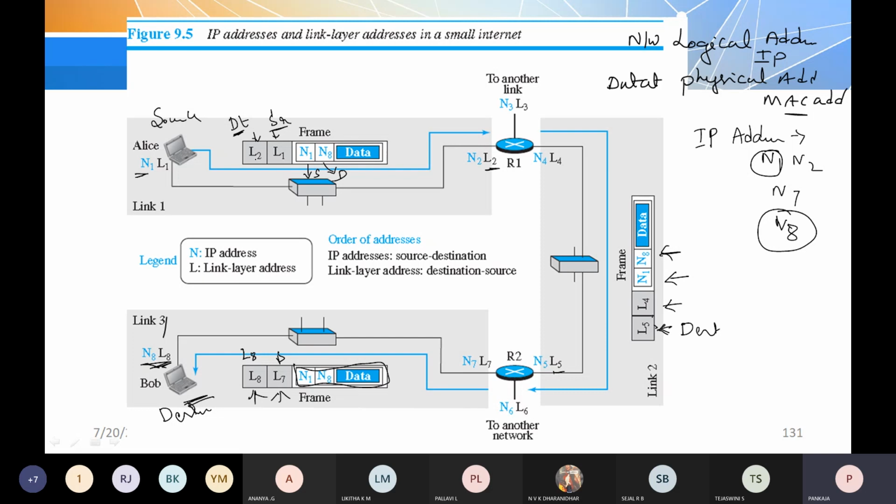When it comes to the data link layer, that is the physical address, the first one you represent is the destination, whereas with respect to the IP address it is the source. So the first is the destination physical address, and L1 is the source physical address.